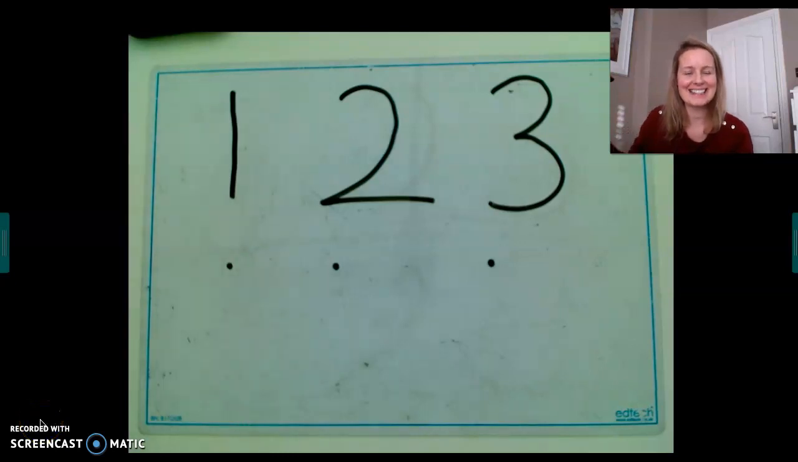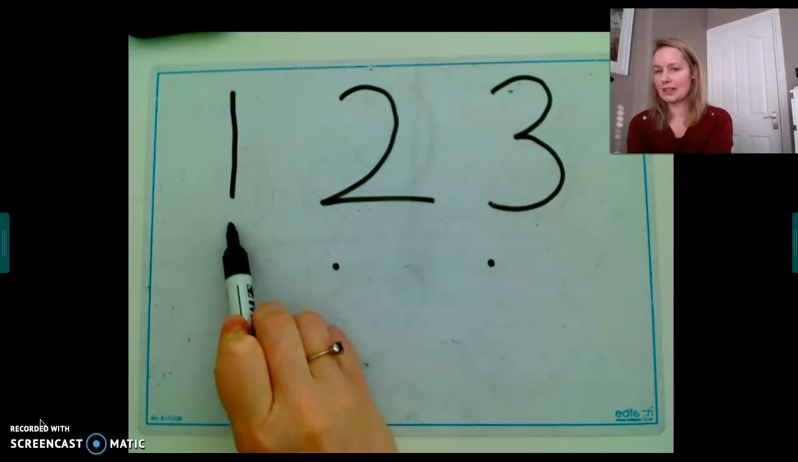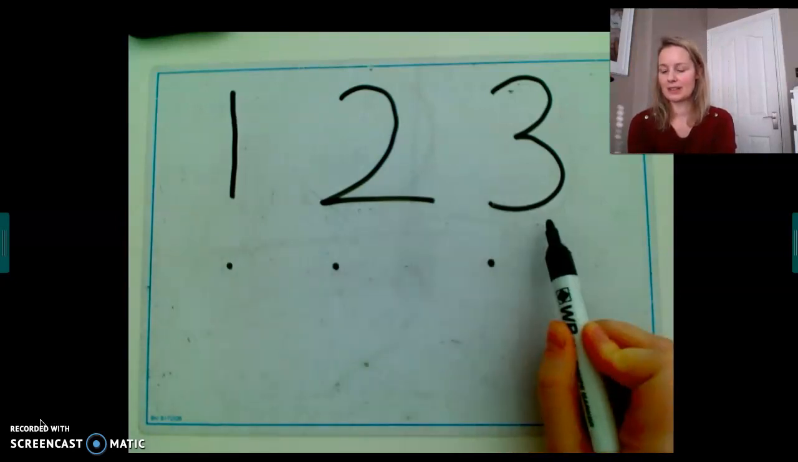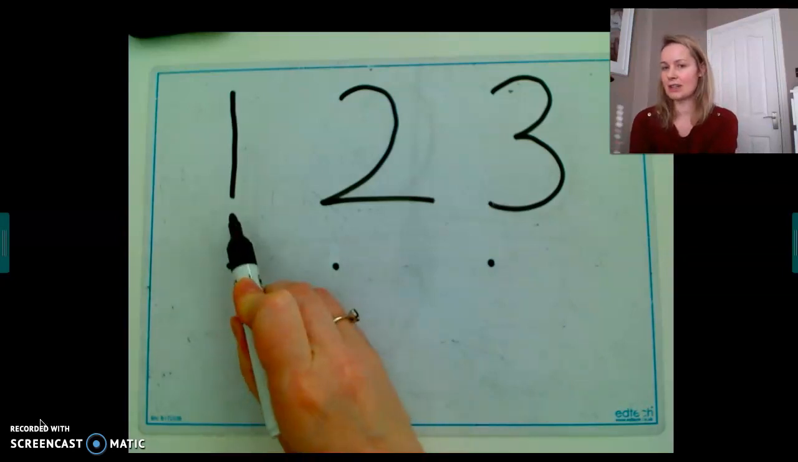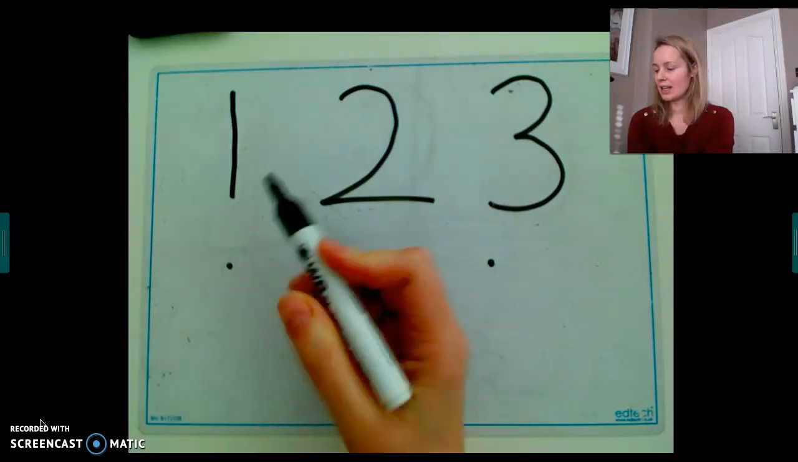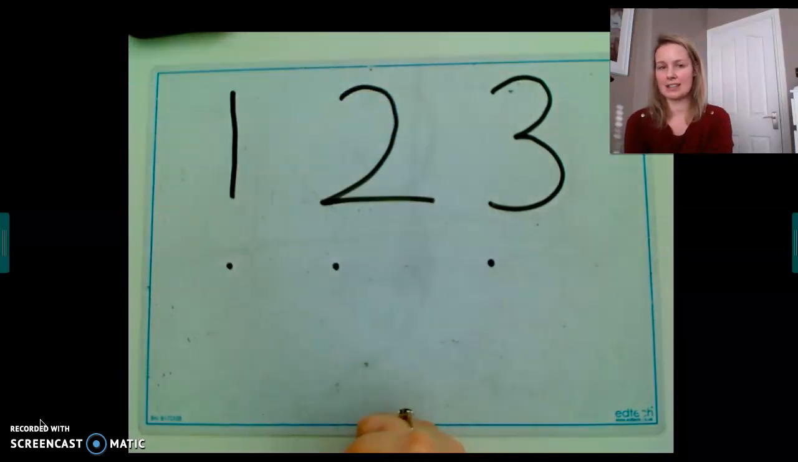Hello, boys and girls. So today for maths, we're going to be doing some work on our numerals. There's three numerals you know now. We have 1, 2, and 3. And when we're writing these, we talk about the characteristics. So let's look at the characteristics of the numeral 1. It's just one straight line down, isn't it?